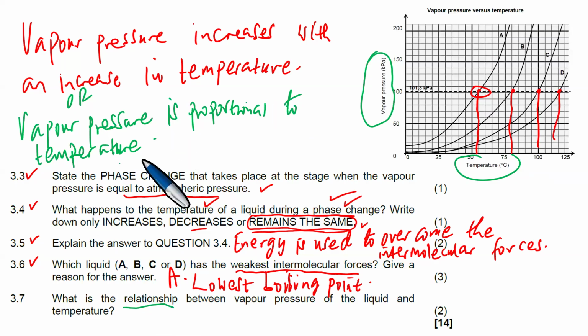So vapor pressure is proportional to temperature, or you can say vapor pressure increases with an increase in temperature, and that describes the relationship. Relationship means when this one increases, what happens to the other? When temperature goes up, vapor pressure also increases. That is why this graph demonstrates that kind of pattern, which is an increasing function, or an increasing relation. Next point.